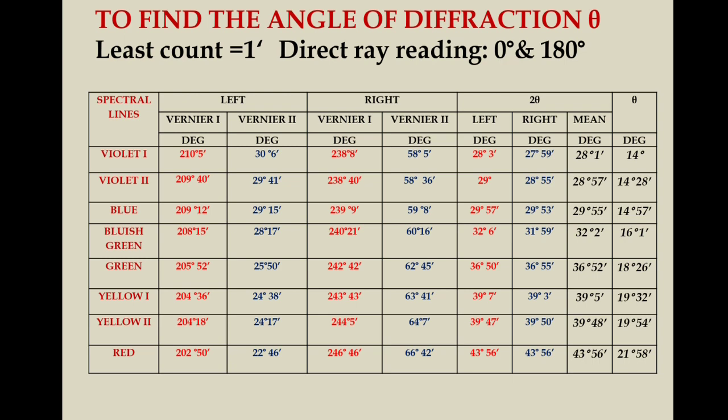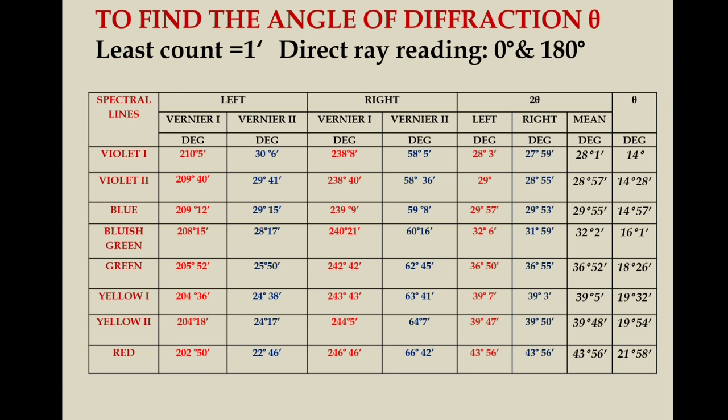Again, for the next, for the left vernier 1 it is 209 degree 40 minutes, and for the right it is 238 degree 40 minutes. Subtract these two, you will get 29 degree. In the same way, for all the colors we have subtracted. For the red, for the left vernier 1 it is 202 degree 50 minutes, and for the right vernier 1 it is 246 degree 46 minutes. If you subtract, you will get 43 degree 56 minutes.